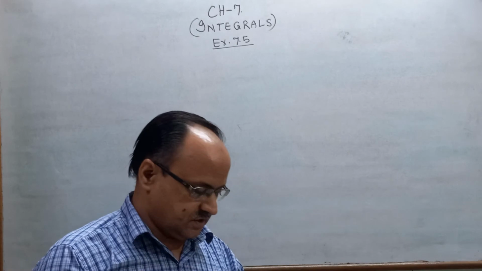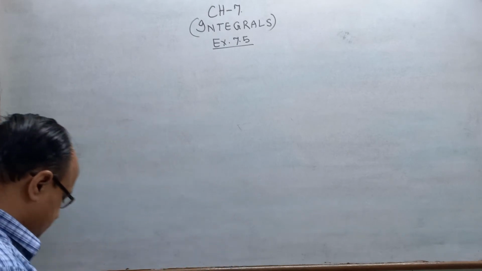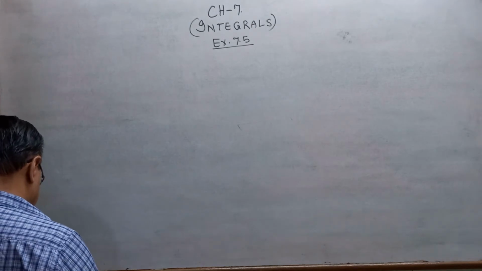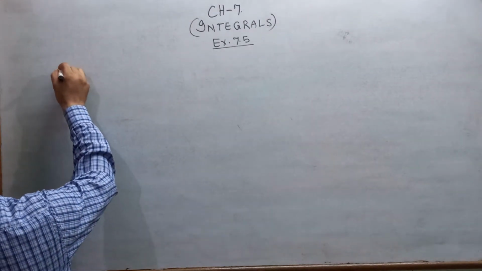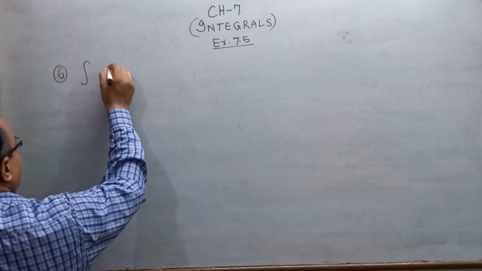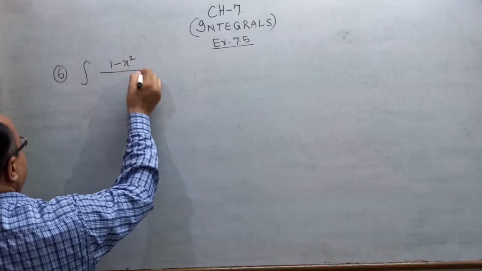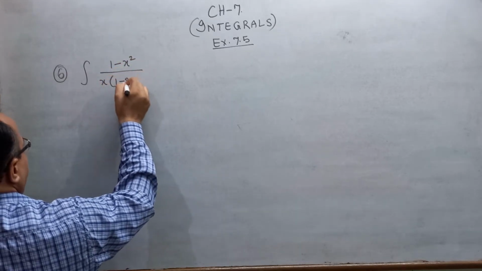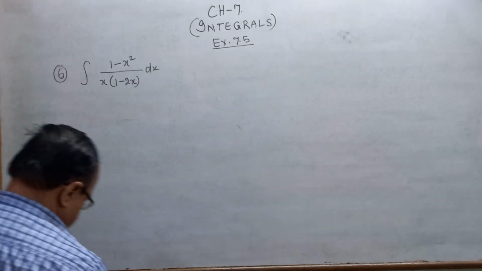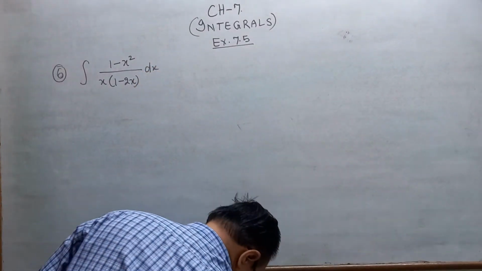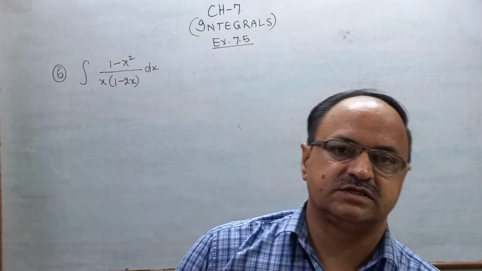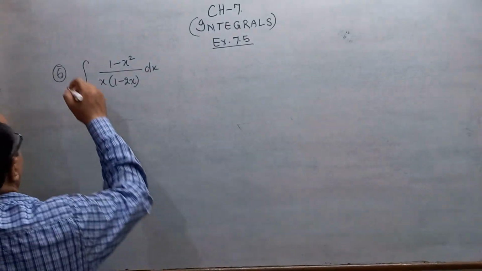Question number 4 and 3 are the same. Now the 6th question, the last question. Last integration: 1 minus x square upon x into 1 minus 2x. Clear? You know that this question is very, very important.